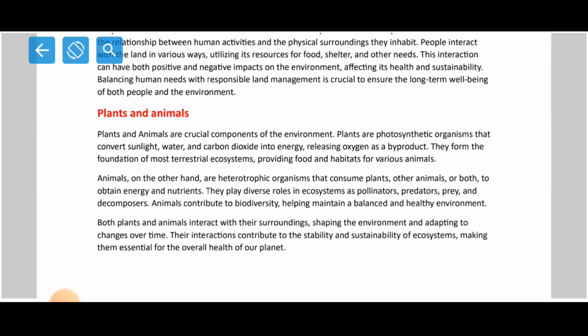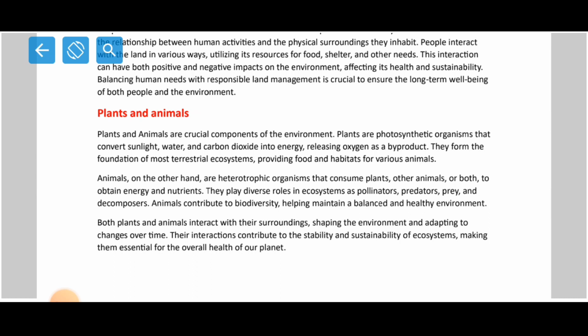So plants and animals are crucial components of the environment. We know that they are a very important component of the environment, because everywhere you see, plants and animals are found, right? Plants are photosynthetic organisms that convert sunlight, water and carbon dioxide into energy, releasing oxygen as a byproduct. They form the foundation of most terrestrial ecosystems, providing food and habitat for various animals.